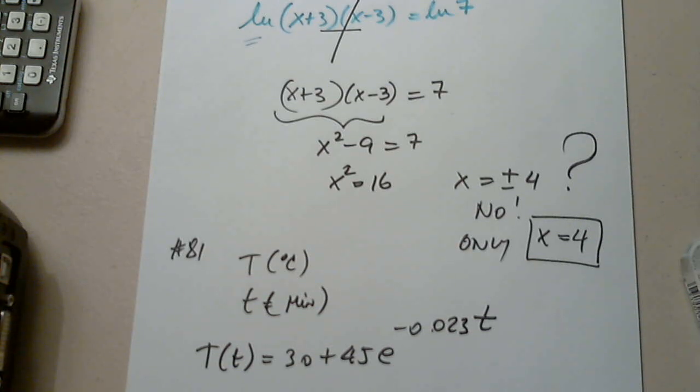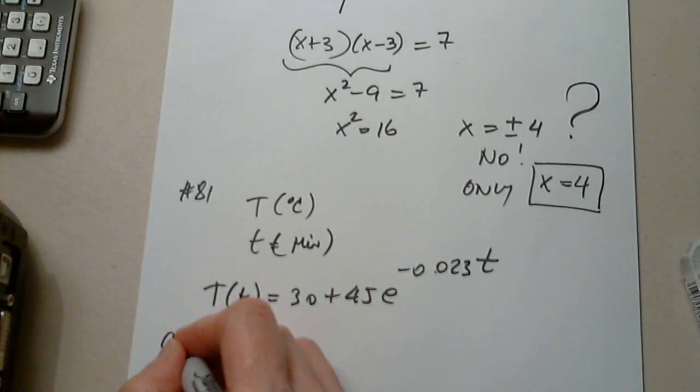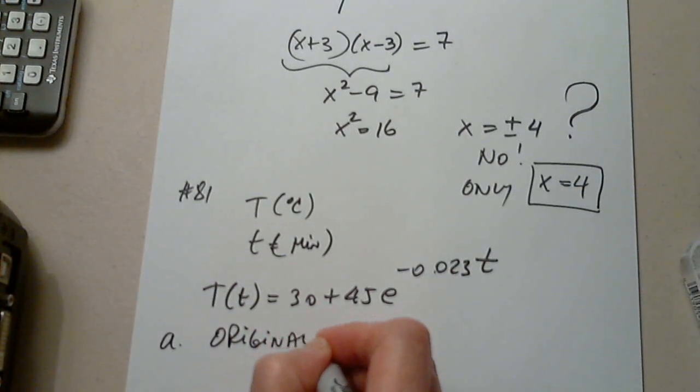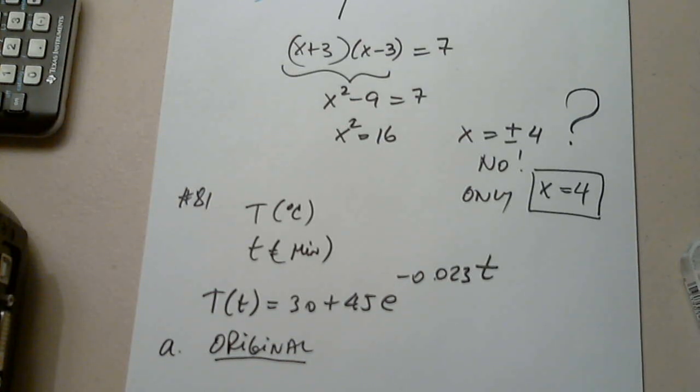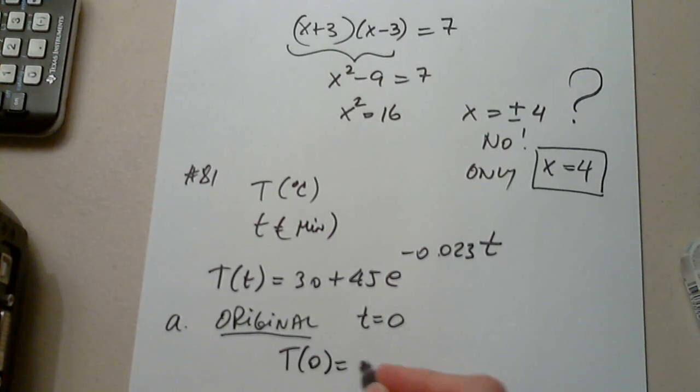Okay, so we put the hot coffee and let it cool down. Fine. What was the original temperature of the hot coffee? That's our first question. What is the original temperature? What do we mean by original? What does original mean? Every time we talk about initial or original, what do we mean? I was going to say when t equals 0. Exactly. When t equals 0 minutes. So we want to find T of 0.